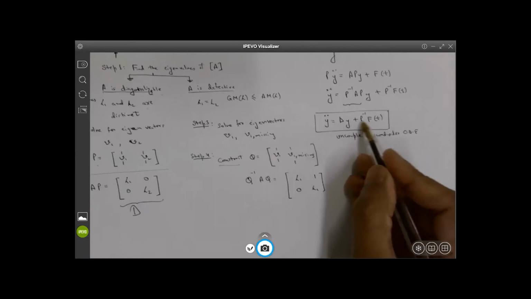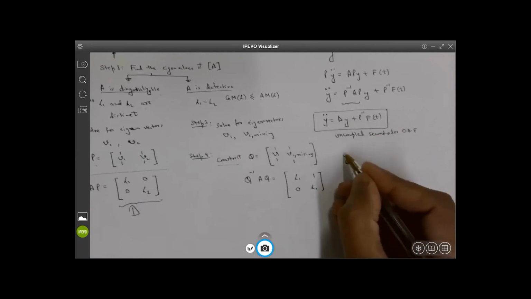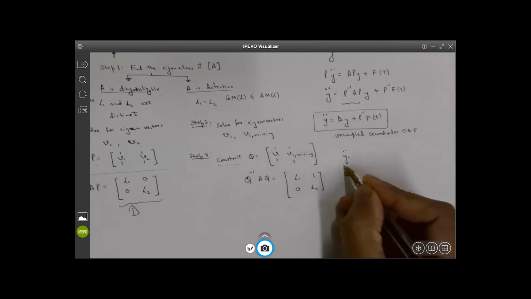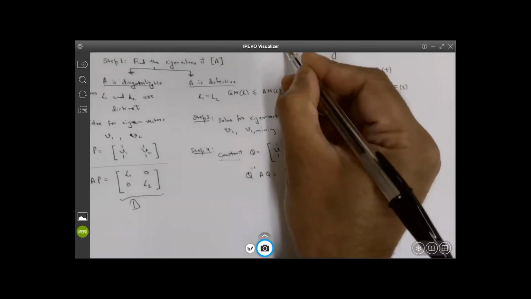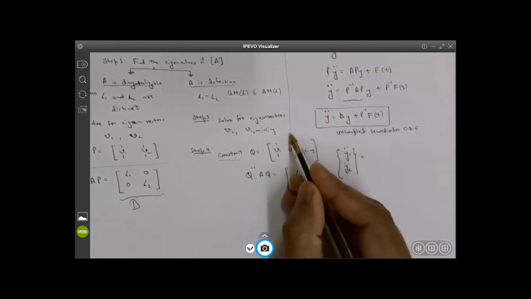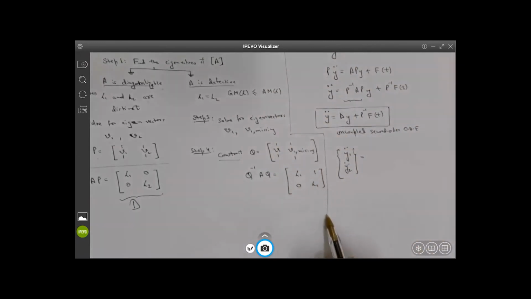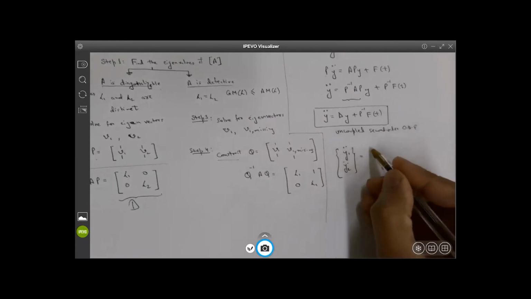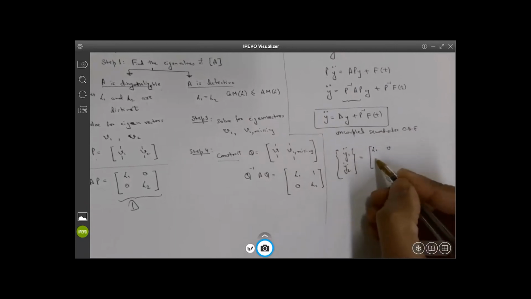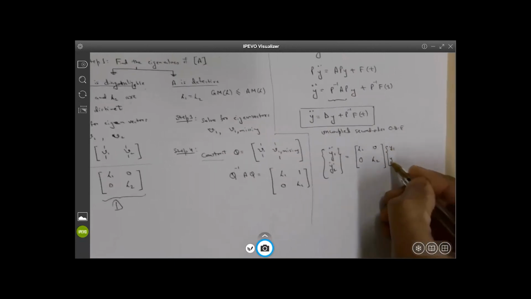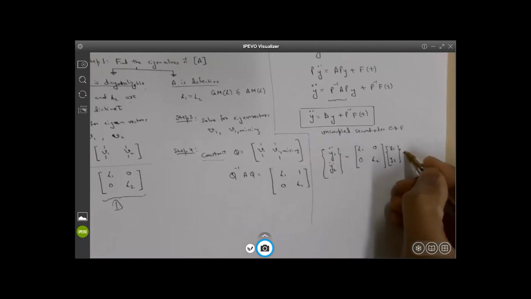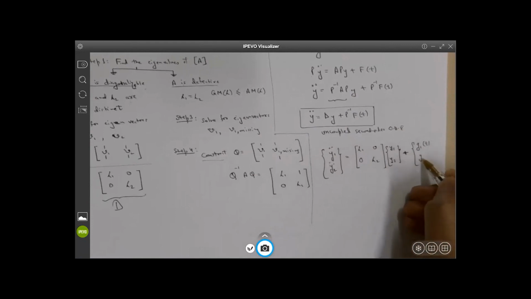If I rewrite this equation, y1 double dot, y2 double dot is equal to the matrix lambda 1, 0, 0, lambda 2, times y1, y2, plus, after multiplication, G1(t) and G2(t). This is just a force vector, a modified force vector.